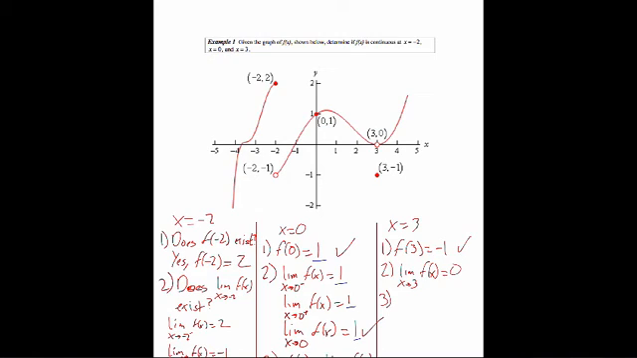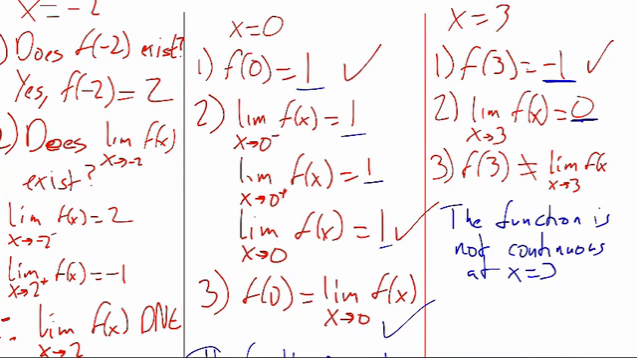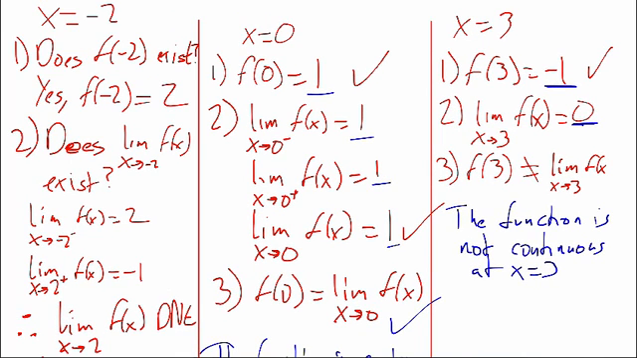Step 3, however, f of 3 is not equal to the limit as x approaches 3 of whatever the function is. So again, since the output was negative 1, but the limit was 0, we're going to say the function's not continuous at x equals 3. So it's continuous out at 0, but at negative 2 and 3, it is not.